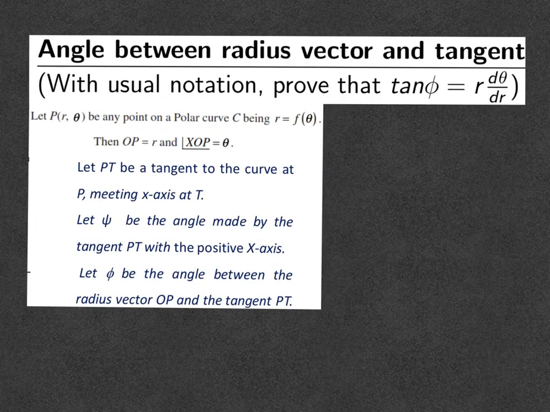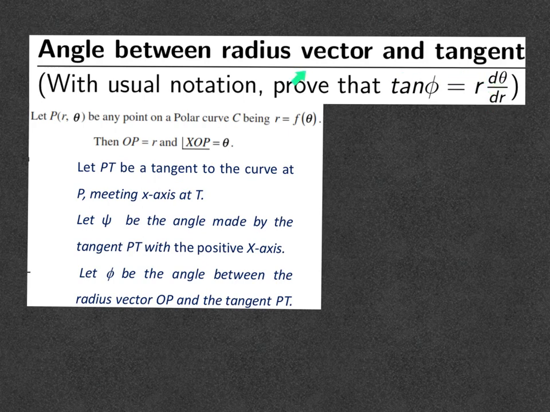Now let's see how to obtain the angle between the radius vector and the tangent, and it is a very important derivation. You can expect this derivation in the exam. They will ask in the question format: with the usual notation, prove that tan phi is equal to r d theta by dr.